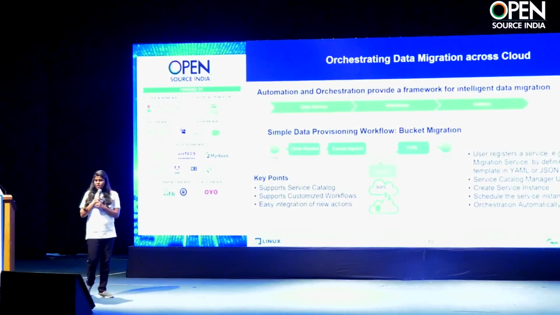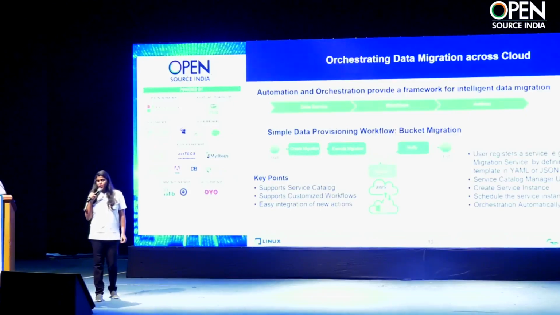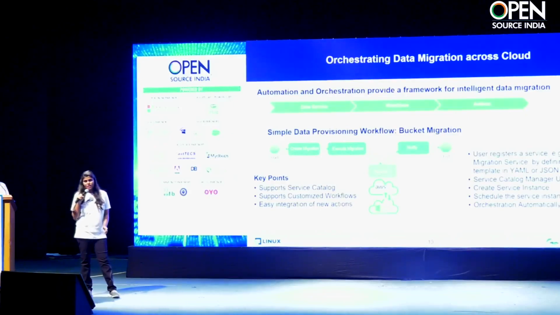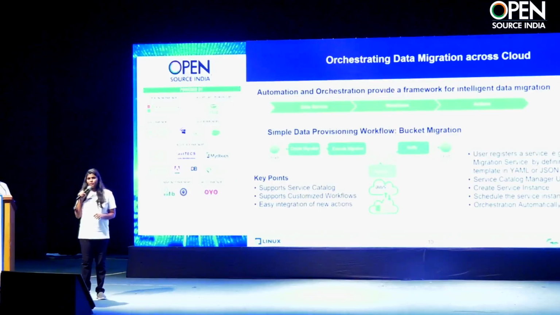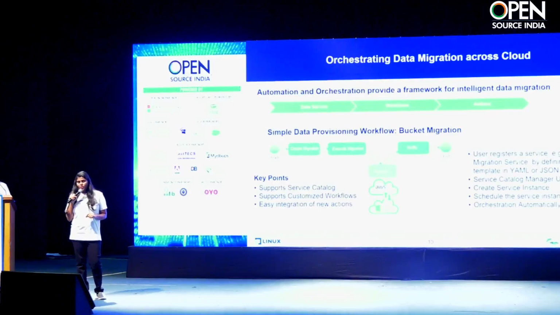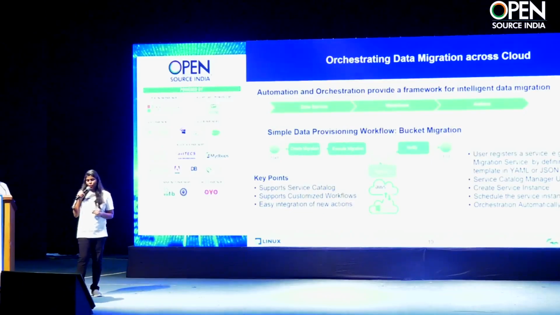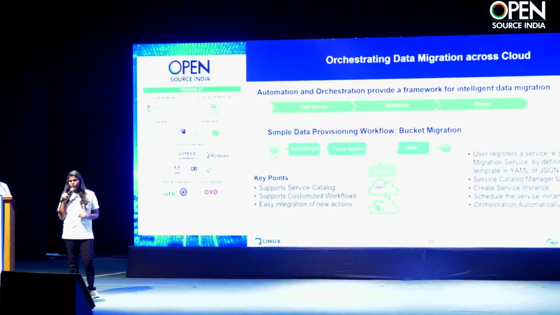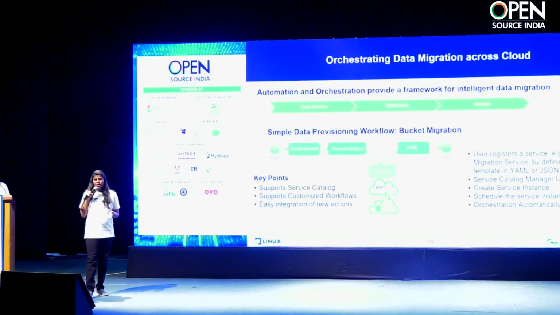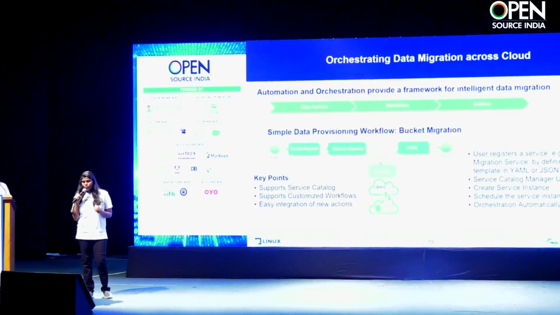First is to register the services by writing a template in YAML or a JSON file, and thereby the service catalog manager will be updated. In OpenSDS, internally, it uses StackStorm as a workflow manager. So we can create a service instance and we can schedule the service instances to run now, or run later, to automate all your business operations.